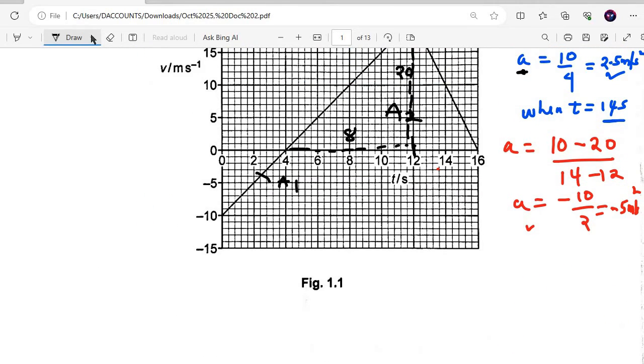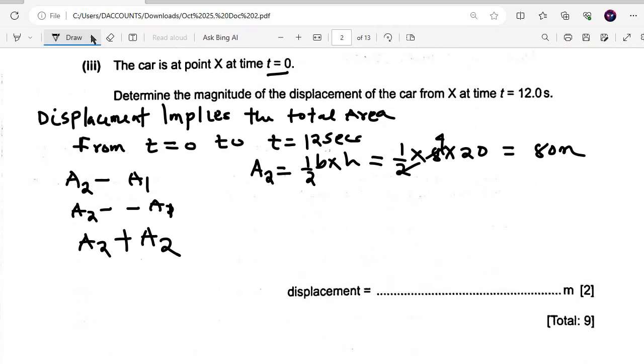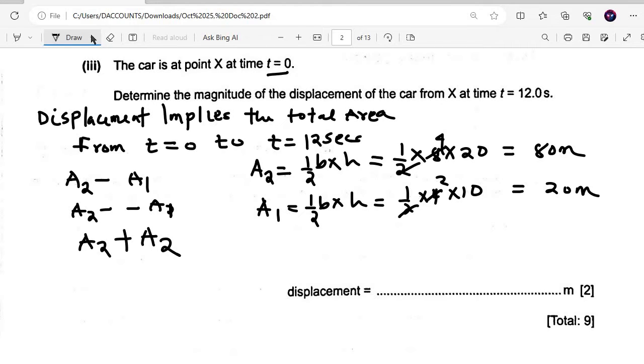Let's find area 1. The base of the triangle of area 1 is 4, while the height is 10. I've already factored in the negative from the formula. So area 1 is half base times height. The base is 4, the height is 10. 2 here 1, 2 here 2, so we have 20 meters. So the displacement, which is A2 plus A1, 80 plus 20, the displacement is 100. That's it.